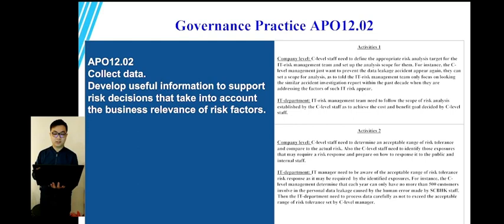In the second activity, at the company level, the C-level staff need to determine an acceptable range of risk tolerance and compare it to the actual risk. In the IT department, the IT manager needs to be aware of the acceptable range of risk tolerance response, as it may be required by identified exposure.